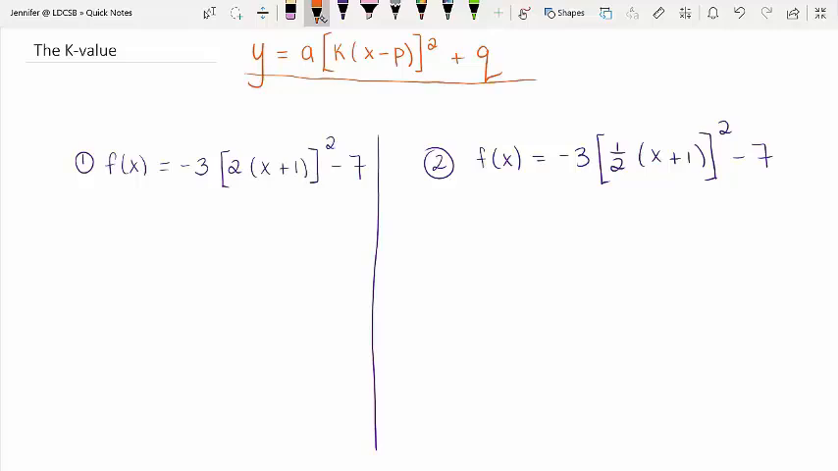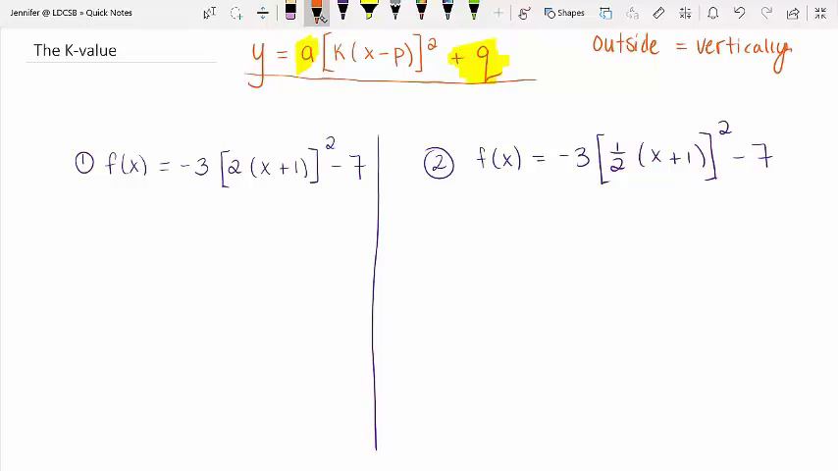Okay, and one little trick I want to remind you guys of right off the start is if you are wondering what transformations affect the graph vertically and which transformations affect the graph horizontally, a neat little trick for remembering this is the transformations outside of the brackets, so the Q and the A, always affect the graph vertically.